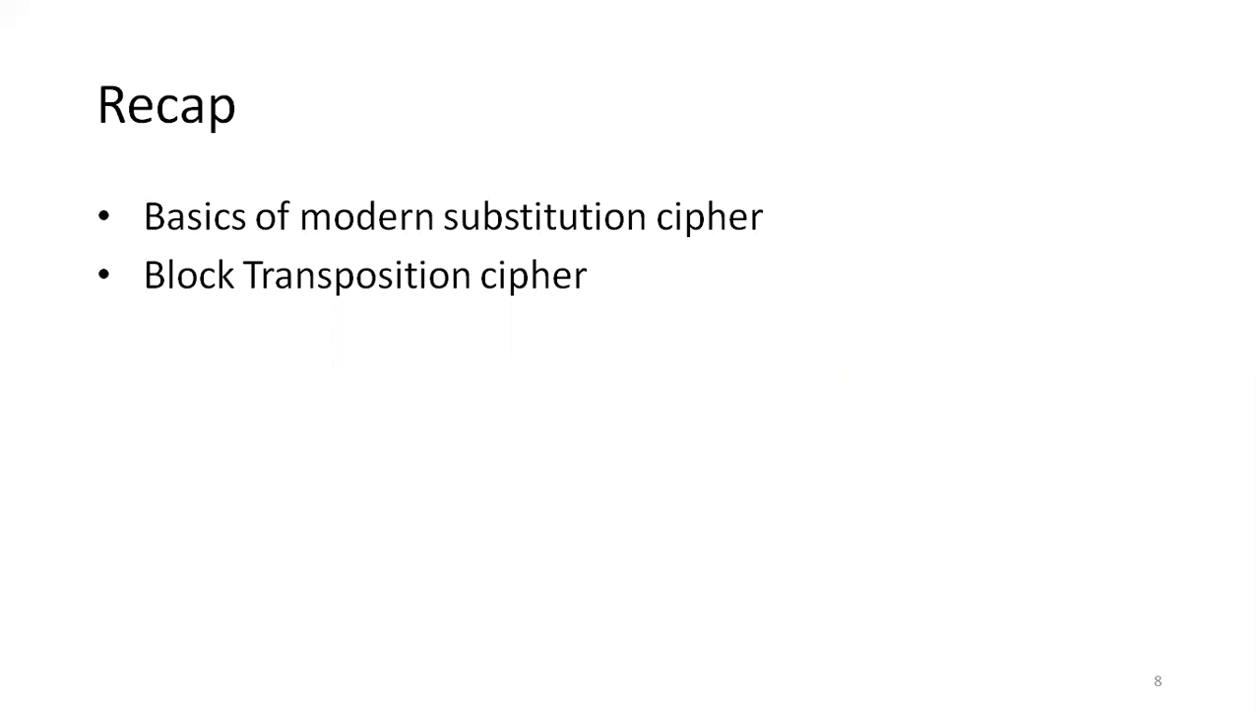So in today's class, we understood what we mean by modern substitution cipher. A substitution cipher is a type of symmetric cipher where the plain text is converted into cipher text through the addition of a key. We also understood the basics of block transposition cipher. In the next class, we'll discuss in detail about block transposition cipher.